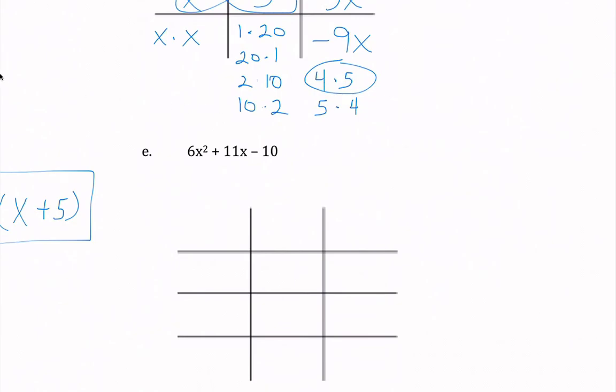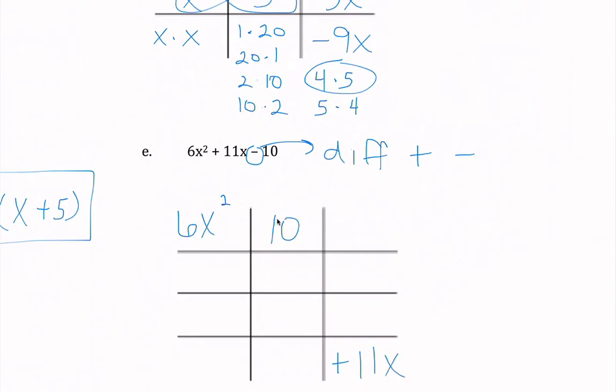Okay, this one's going to take it up a notch. So I look at my last sign. That tells me my signs will be different. So we need to keep in mind I need one positive, one negative, one plus, one minus. So I put my first term in the first box, last term in the box beside it, and then our middle term, including the sign, in the last box.